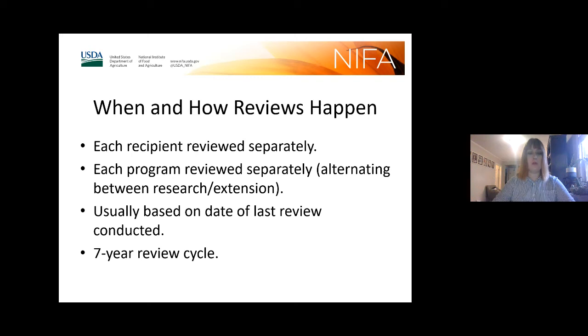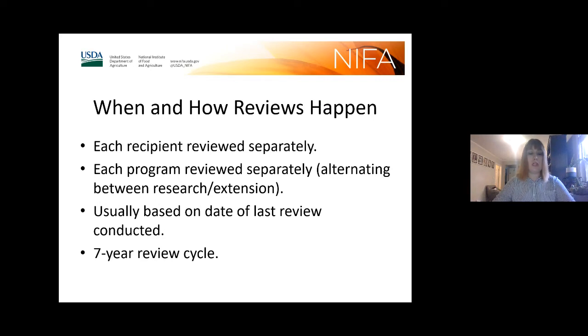But moving forward, we're reviewing each recipient of federal financial assistance separately. In other words, in the past, reviews occurred by state. And so if one recipient, one land-grant university in Alabama, was reviewed, all three recipients, all three land-grant universities in Alabama, would be reviewed at the same time. Moving forward, we are reviewing each recipient separately, so each university, regardless of which state they're located in, will be reviewed separately as its own entity.